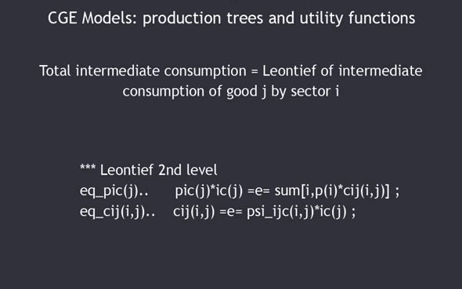And then there is a second equation, which is CI_IJ must be equal to a parameter which is denoted psi_IJ times IC in sector J. So it expresses a demand of good I by sector J. In volume, it is a fixed proportion of total intermediate consumption.